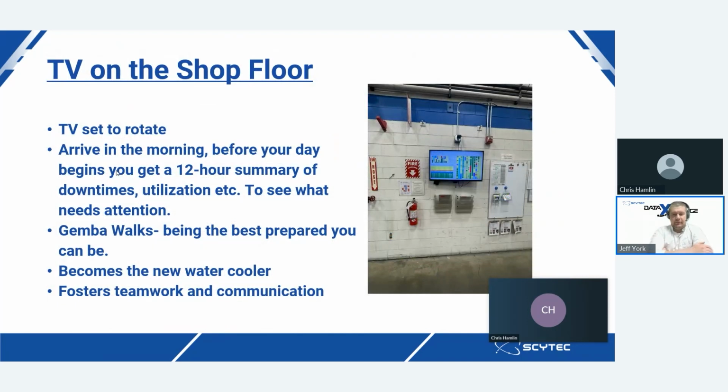One of the cool things about the RTV is that up in the ribbon bar, there is a little play setting where you can just hit play, and all of the screens in that top ribbon bar will rotate on intervals of about 10 seconds. You arrive in the morning, and before your day begins, you can get a 12-hour summary of yesterday's downtimes, the utilization rates, et cetera. You can see where the problem areas and the success areas are before you begin your Gemba walk, to best prepare for the day.